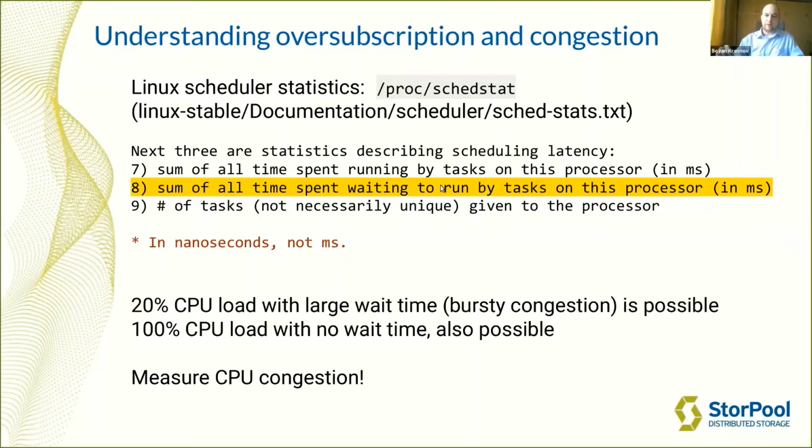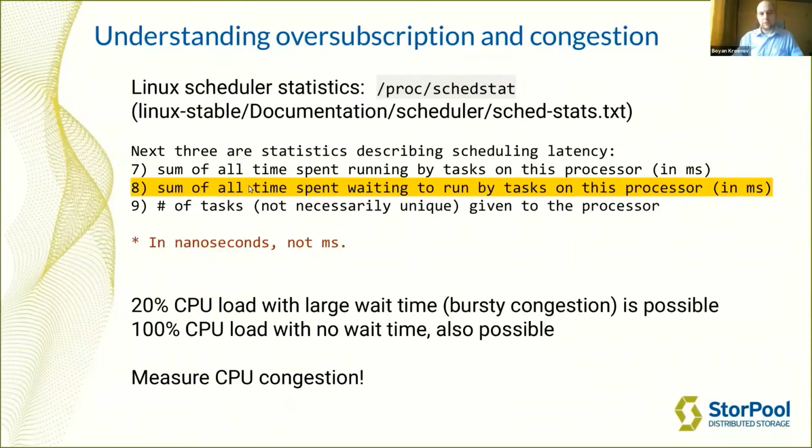And there are metrics that the Linux kernel exposes, which you can use to tell when there is really CPU congestion. Please understand that even at a fairly low CPU load, like 20%, there may be a lot of CPU congestion, and even if you have 100% CPU load, there may be zero CPU congestion because they're dedicated CPU cores. So our approach to this has been to measure CPU congestion.